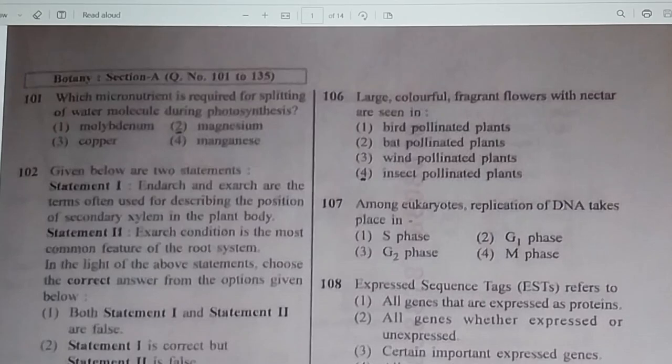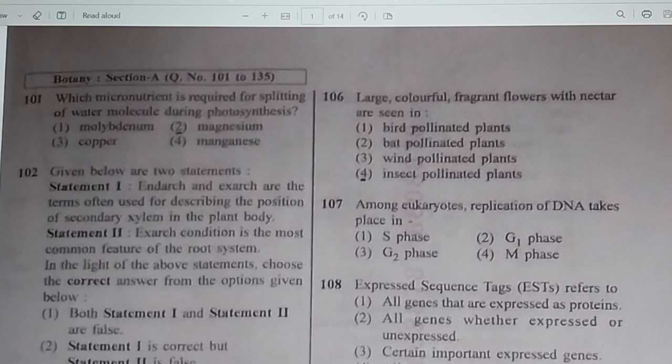Today we are going to discuss the answers of the NEET 2023 question paper. So you can see the first question: which micronutrient is required for splitting of water molecule during photosynthesis? Manganese, which is option D.